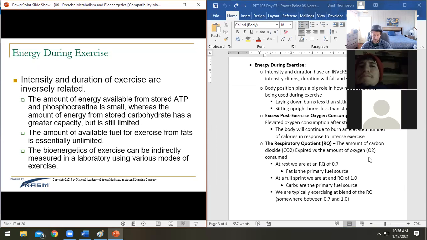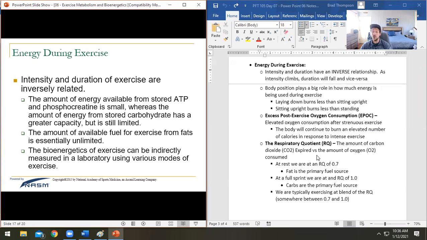That's why people can go on hunger strikes for weeks at a time and still survive. So the amount of energy from stored fat is huge on the body.